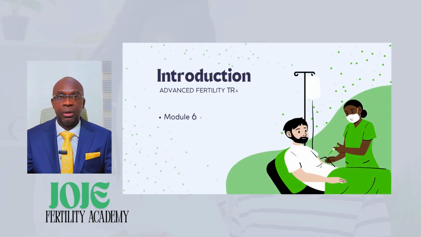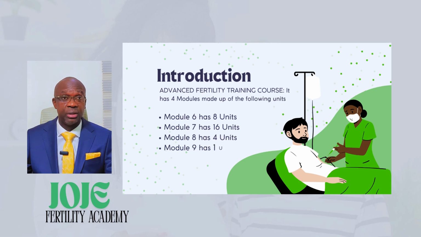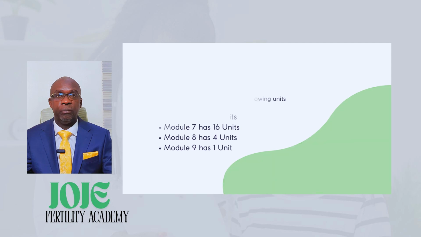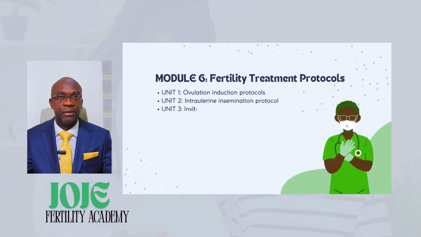Each of these modules has different units. Module 6 has 8 units, Module 7 has 16 units, Module 8 has 4 units, and Module 9 has just 1 unit. Module 6 is fertility treatment protocols. That is the first module in this advanced fertility training course. We are using Module 6 because we are continuing from the basic fertility training course.